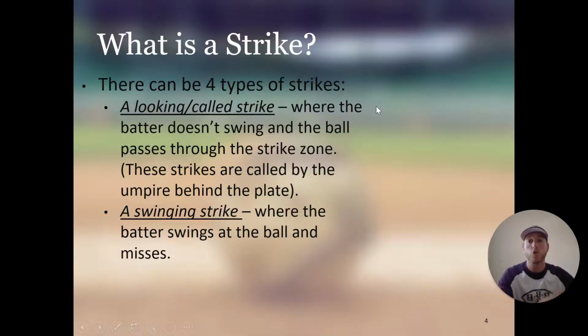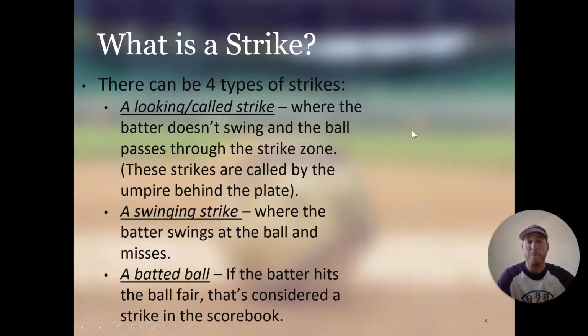The next one is a swinging strike. This is pretty self-explanatory. This is when the batter swings at the ball and completely misses. That's a strike. And it does not matter where the ball is. It can be in the dirt. It can be way over the catcher's head. It could fly out of the stadium. If the batter swings and he misses the ball, that's a strike.